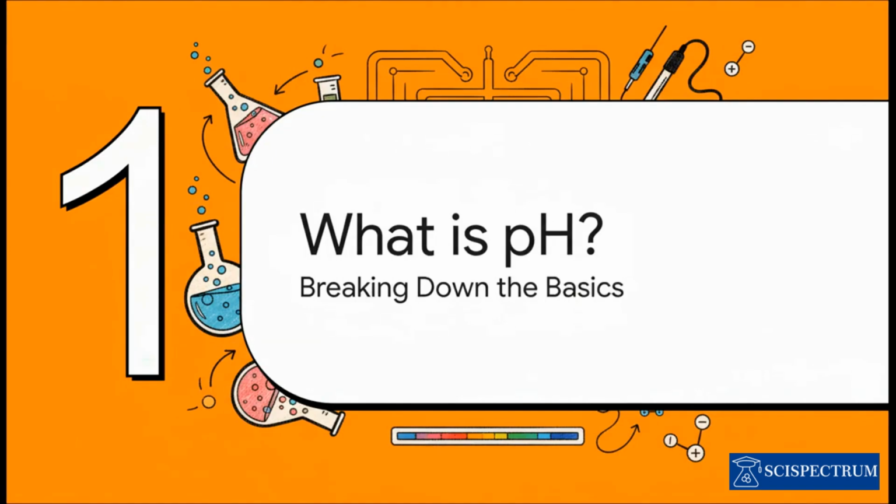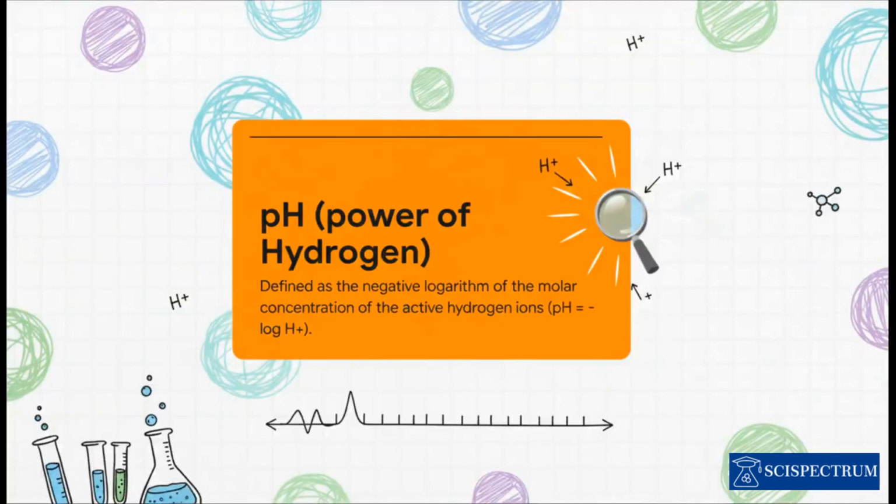Okay, so we've established it's important, super important. But what is pH really? Let's get into the science behind that simple little number. At its core, pH literally stands for power of hydrogen. It's all about measuring the concentration of hydrogen ions. But here's the part that's kind of mind-blowing. It's a logarithmic scale. That means every single whole number step is a 10-fold change.